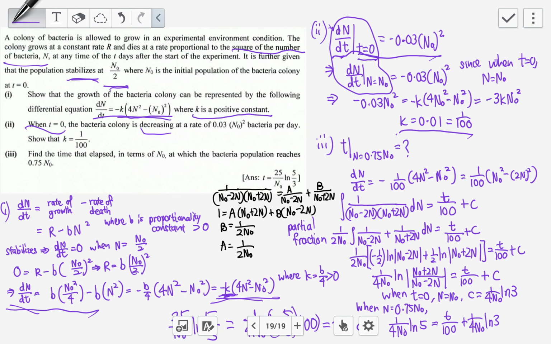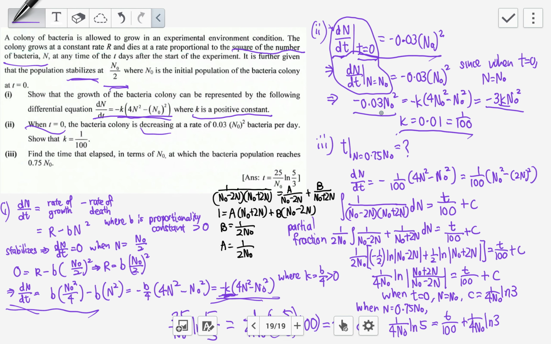So N is replaced with N0, so it becomes 4N0 squared minus N0 squared. Then 4N0 squared minus N0 squared is just 3N0 squared. Then the negative sign in front, so we have negative 3k N0 squared. Then this side, this is the equation. I just divide both sides by minus 3 N0 squared.